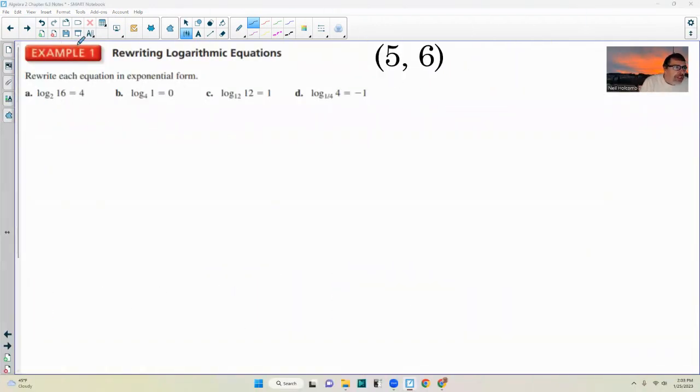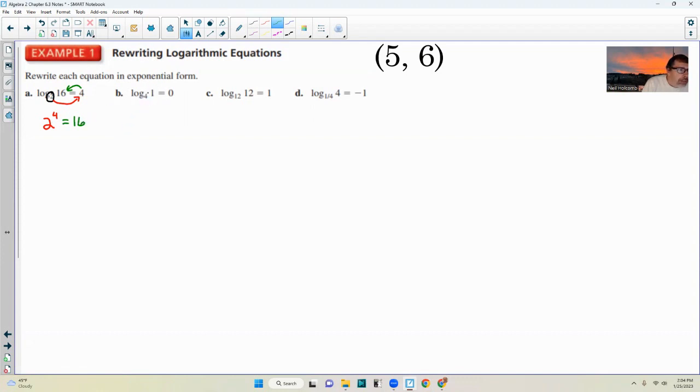Okay, so here we go. Example 1, all we're doing in this example is rewriting a logarithmic equation and putting it into what's called exponential form. So you start with your base 2. Always start with the base, go over to the other side of the equal sign, and that's your power, and then continue over back across the equal sign to the number we're taking the log base of. So this is log base 2 of 16 equals 4. That means 2 to the 4th equals 16.